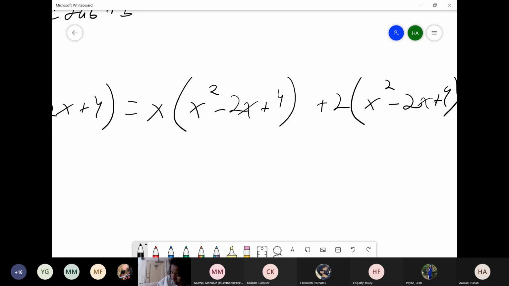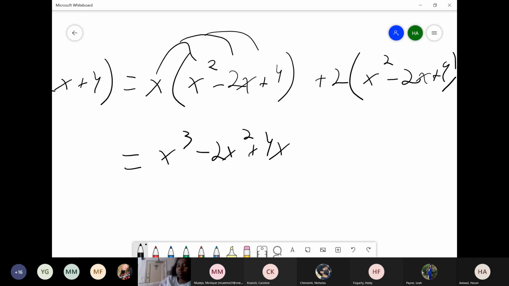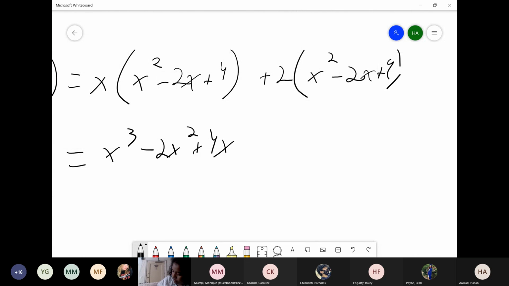Just to run through this, we get x cubed minus 2x squared plus 4x. All I did was take my x and distribute it to all three pieces. Then the same thing is exactly what I'm going to do for the plus 2. So over here, we're going to have the plus 2x squared, and then minus 4x plus 8. We multiply the 2 times the x squared, the 2 times the negative 2x, and the 2 times the 4. That's how we get every single piece here.